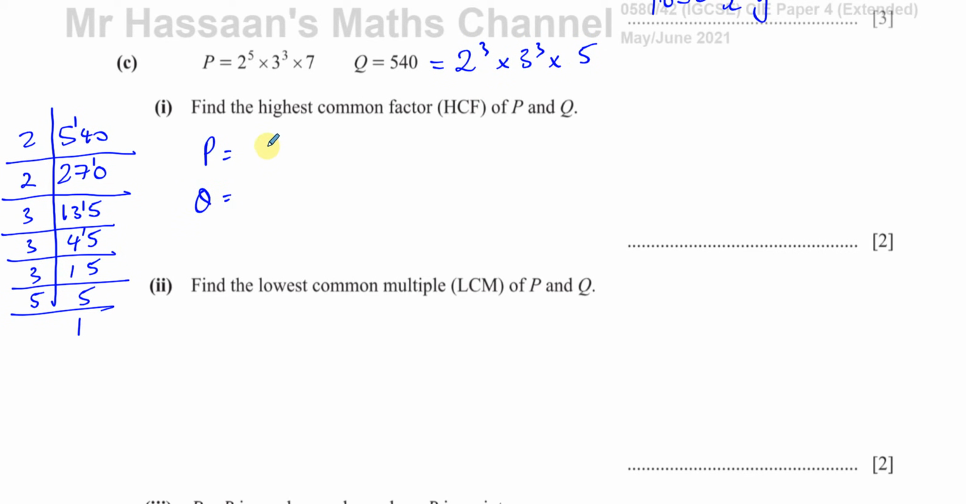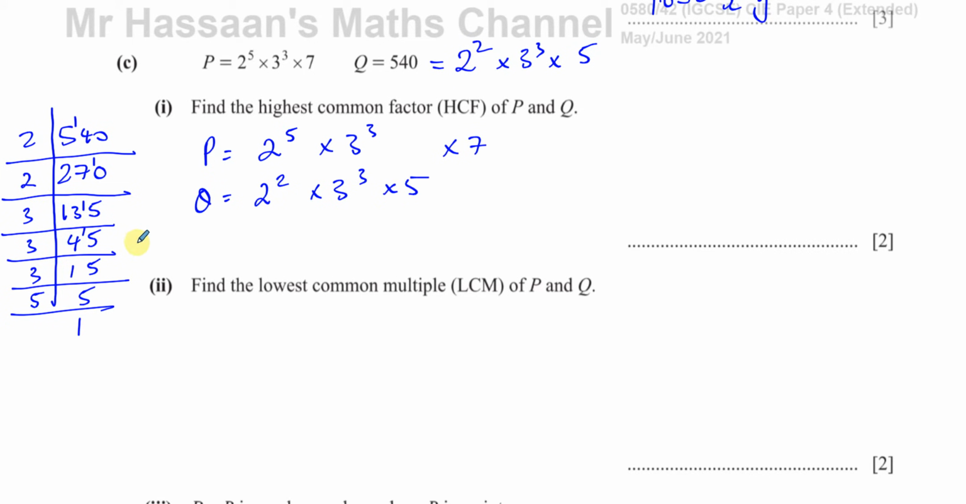So what I'm going to do is write P and Q on top of each other, and I'll write the same bases on top of each other. So 2 to the power 5 times 3 to the power 3. I'll leave a space for the 5, we've got one there. I'll put times 7 here, and from Q I'll put 2 to the power 3. Sorry, it's 2 to the power 2. Be careful about making silly mistakes like that. That's 2 to the power of 2 times 3 to the power of 3 times 5.